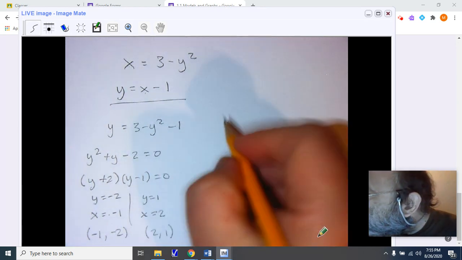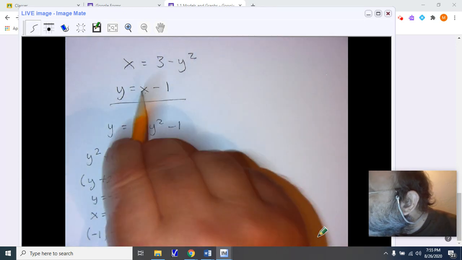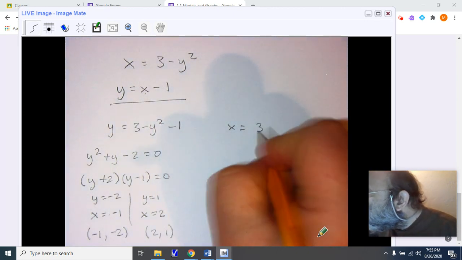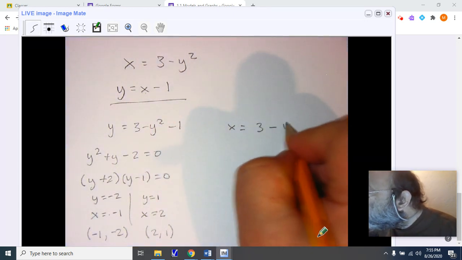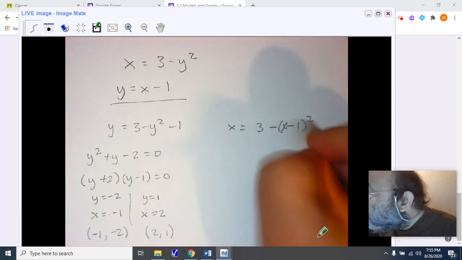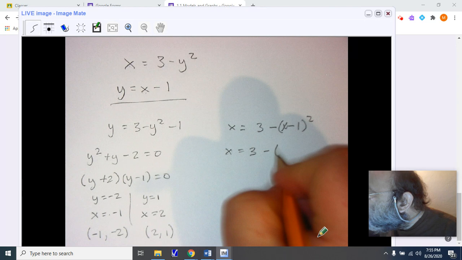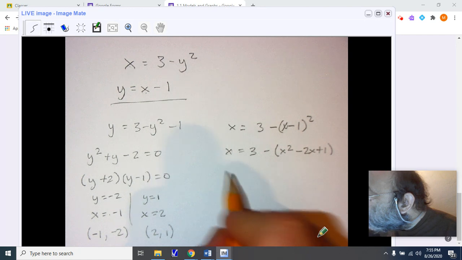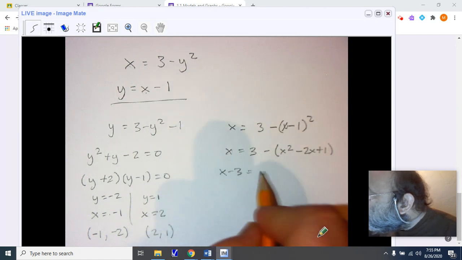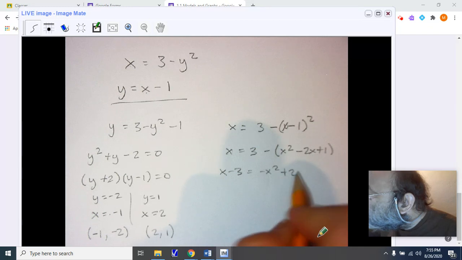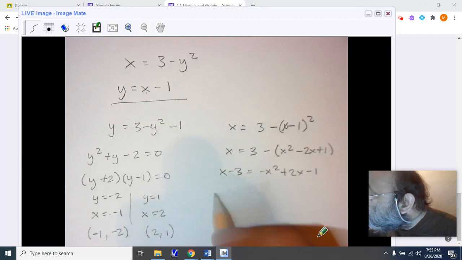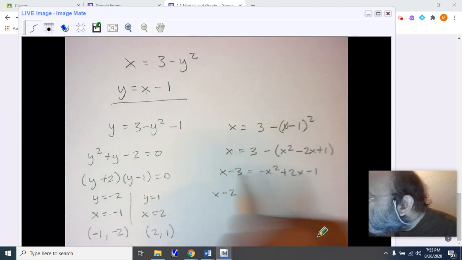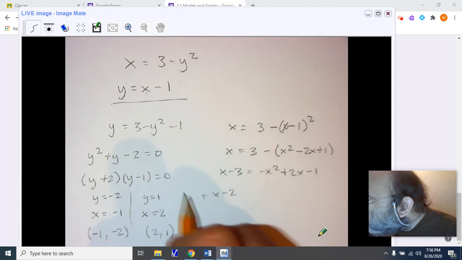The second option for substitution is to take the y value and put it in. This is going to give us x equals 3 minus x minus 1, the quantity squared, for x equals 3 minus x squared minus 2x plus 1. And I'm going to move things over, so I've got x minus 3 equaling negative x squared plus 2x minus 1. And now I can move the 1 over so that I have an x minus 2 when I add the 1. I'm going to add the x squared.